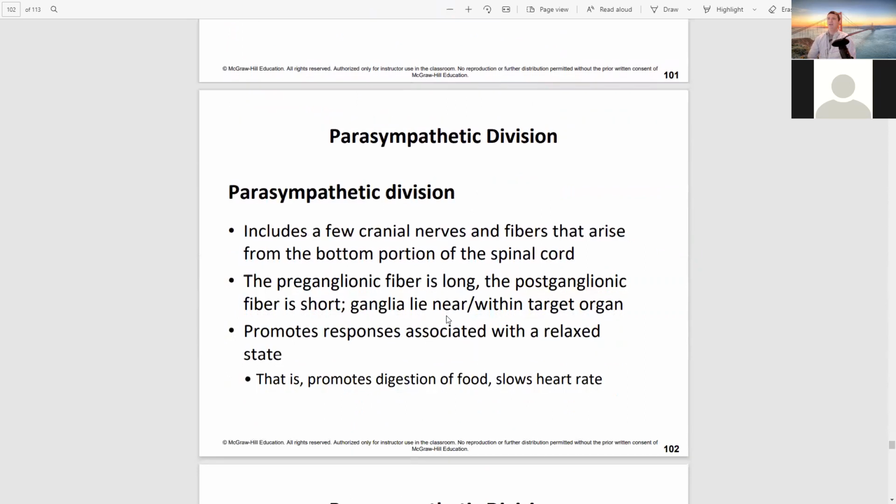So the parasympathetic division includes a few cranial nerves and fibers that arise from the bottom portion of the spinal cord. The preganglionic fiber is long, the postganglionic fiber is short, and ganglia lie near or within the target organ. This promotes responses associated with the relaxed state. So this promotes digestion of food and slows your heart rate.